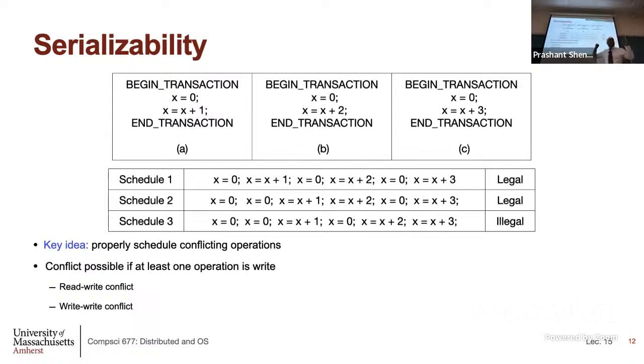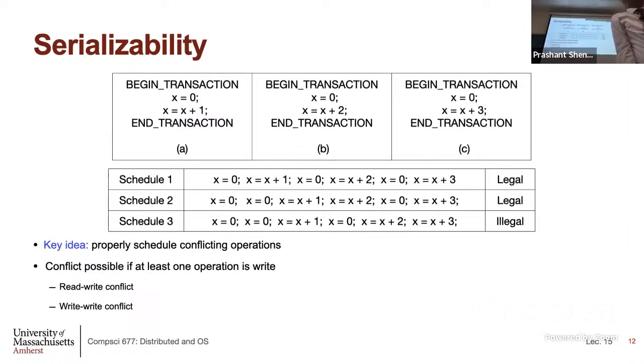So again, we have three transactions, toy transactions in this case. Also, there's only one variable in the database, X. The database of one item. Very simple. Transaction 1 first resets it to 0, then increments it by 1. Transaction 2 resets it to 0, increments it by 2. Transaction 3 resets it to 0 and adds 3 to that variable. So these are three transactions.